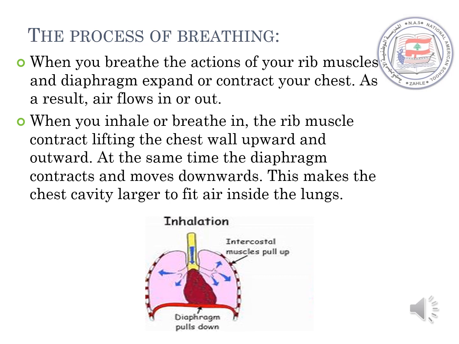When you inhale or breathe in, the rib muscles contract, lifting the chest wall upward and outward. At the same time, the diaphragm contracts and moves downward. This makes the chest cavity larger to fit air inside the lungs. As you see in this figure, the diaphragm pulls down and the muscles pull up.